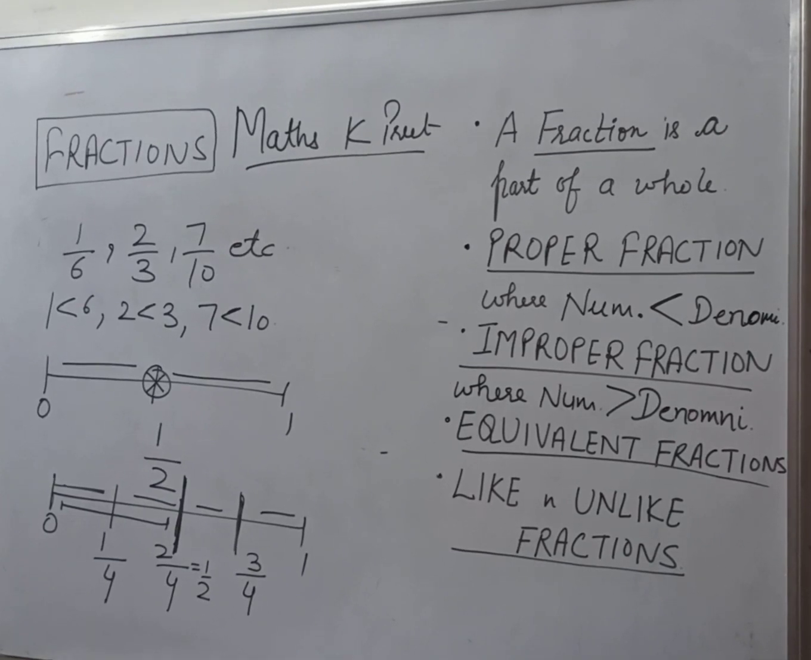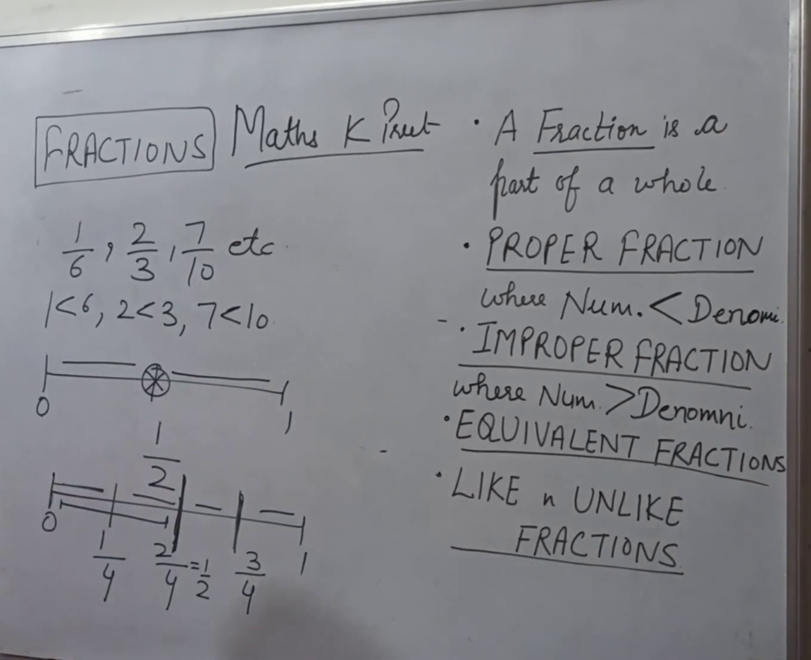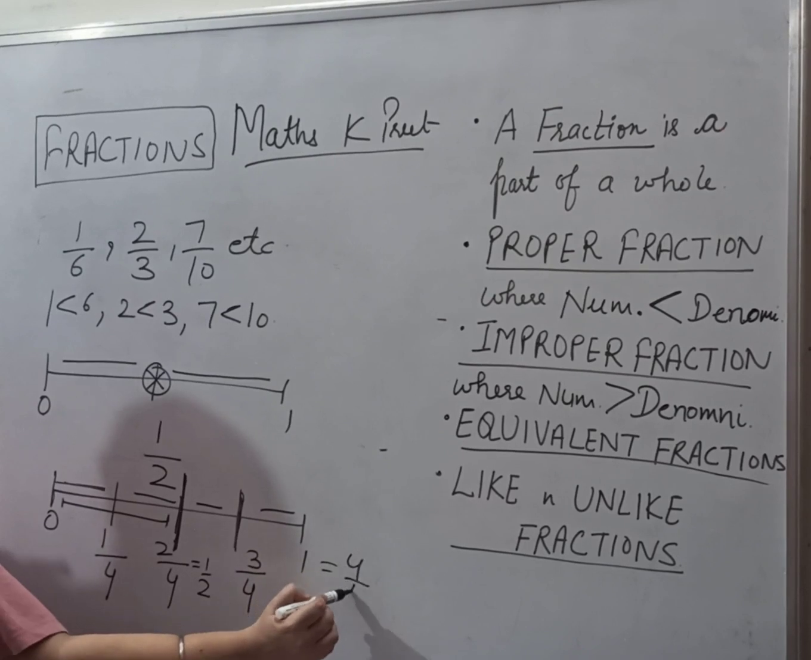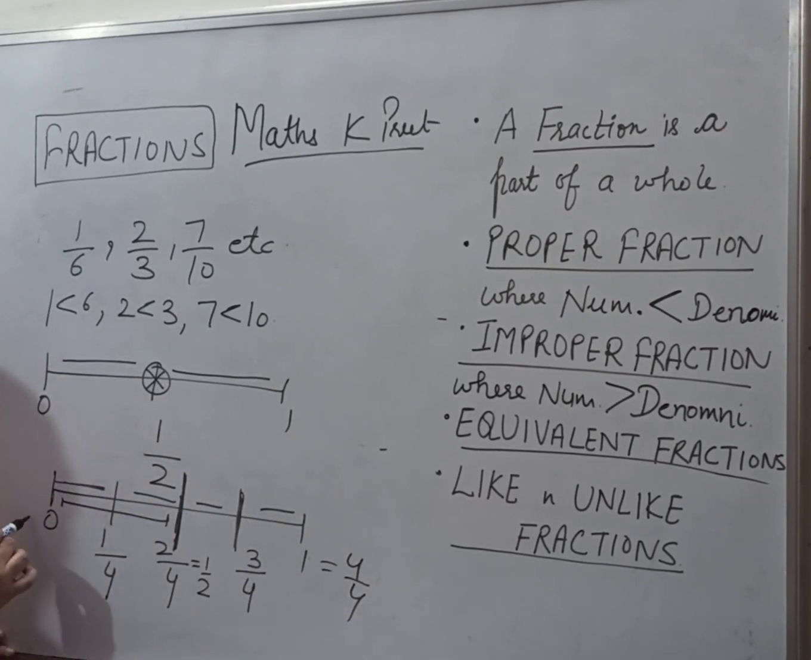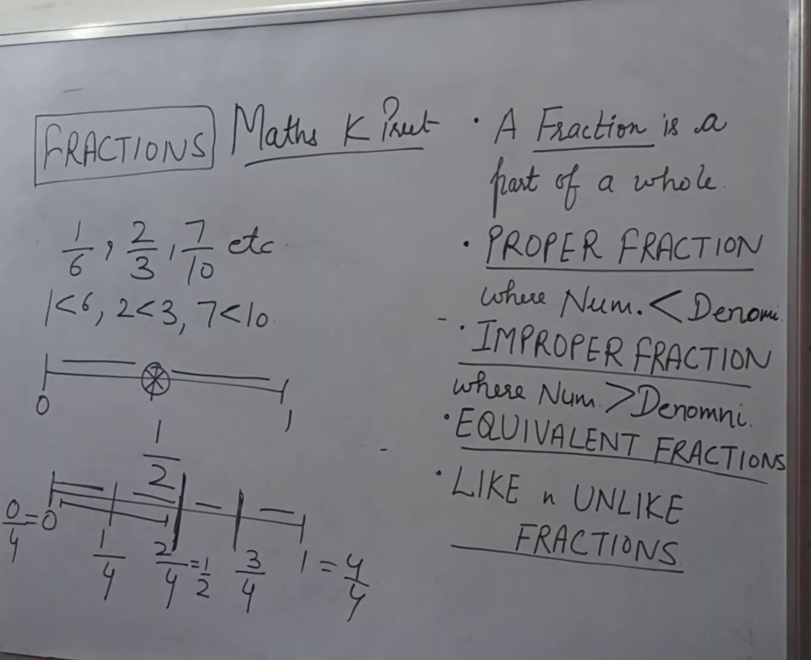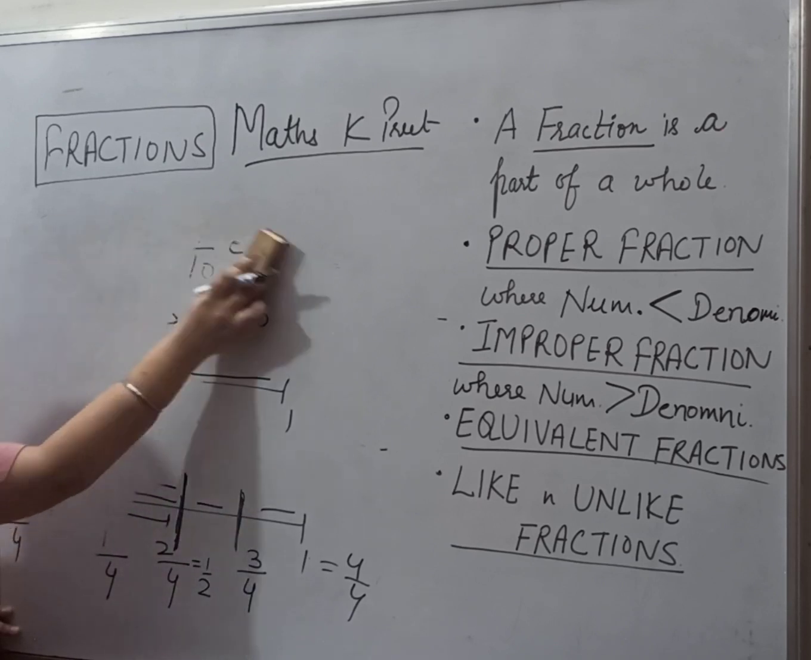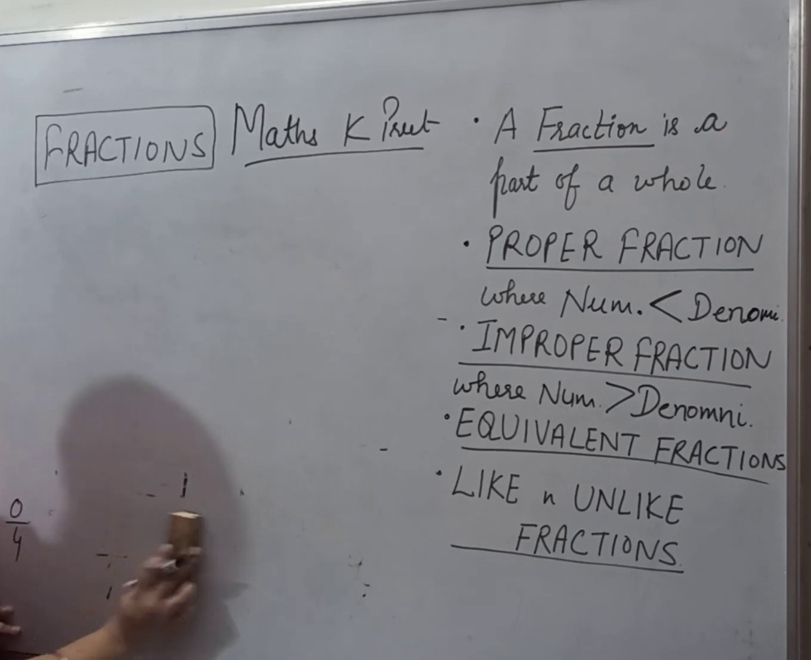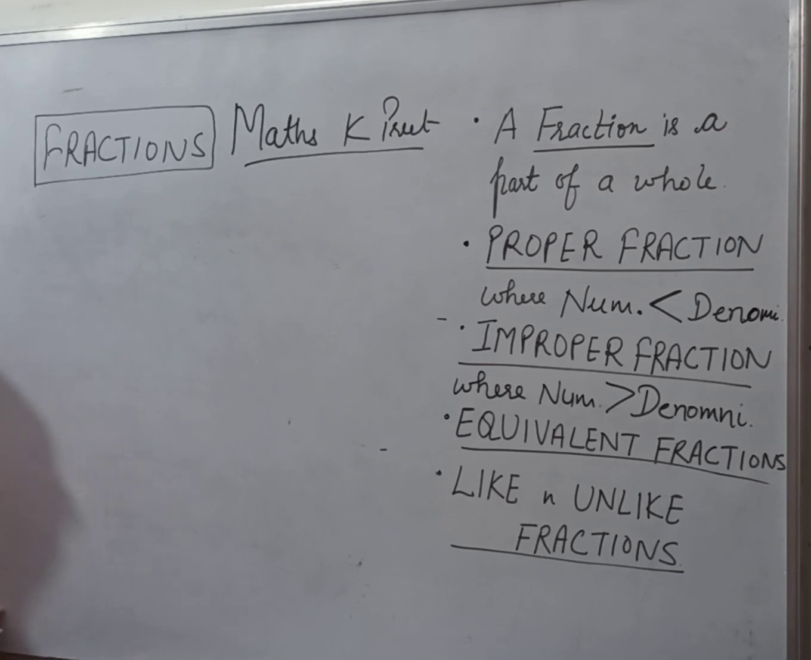And for the last part, if I take all the 4 parts, it will be written as 4 by 4, which is 1. If I am taking no part, it will be written as 0 by 4. 0 by any number is always 0. So this is the way we can show proper fractions on the number line. Here in a proper fraction, the numerator is always less than the denominator. Next is the improper fraction. Improper fractions are fractions where the numerator is greater than the denominator.